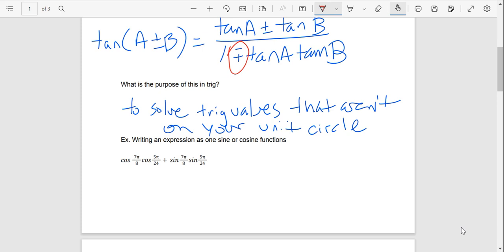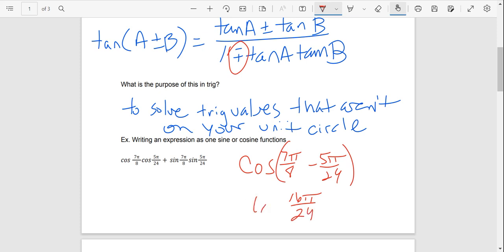All right, so I wrote out an expression, and we want to write it as one sine or cosine function. So which of the three formulas do you recognize this as? Yes, you should recognize this as cosine, because you see cosine, cosine to start. Now keep in mind, since you see addition in the middle, you're actually subtracting. So we'll be subtracting the 7 pi over 8 minus the 5 pi over 24.